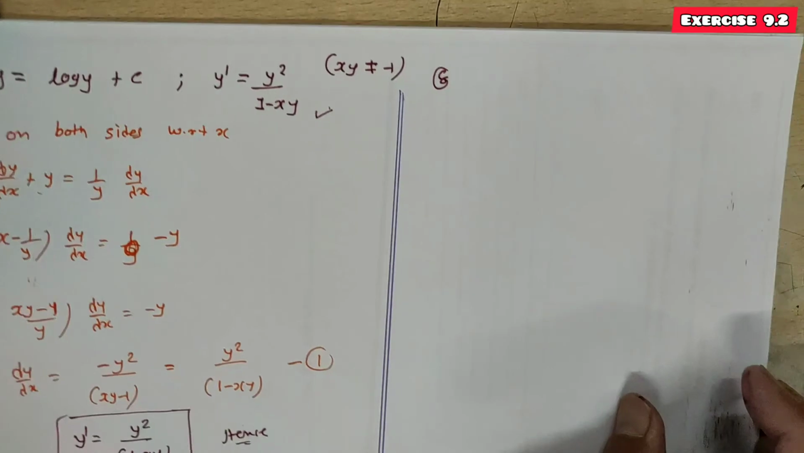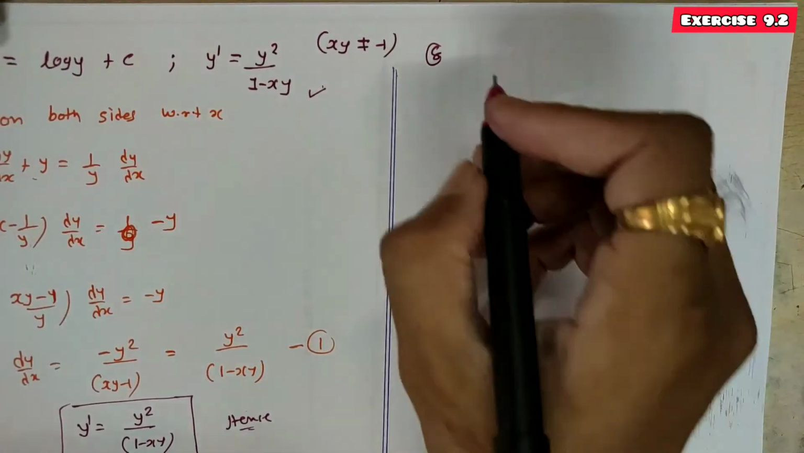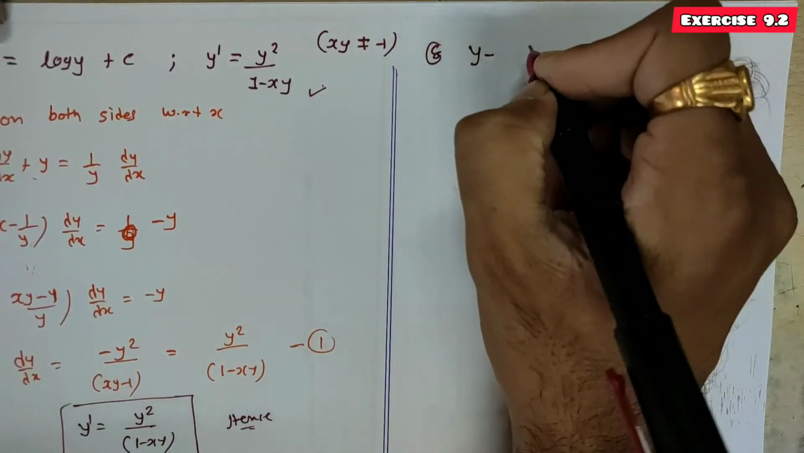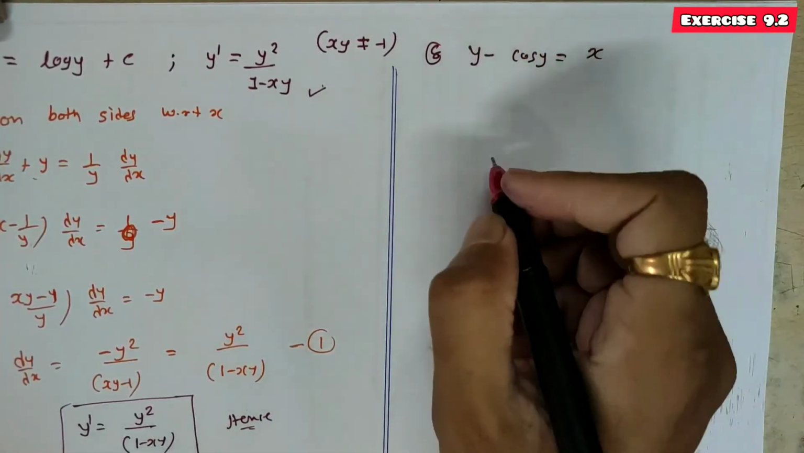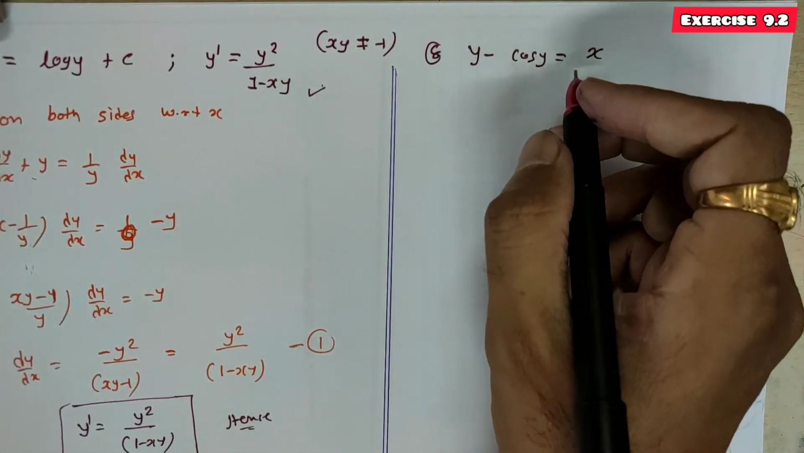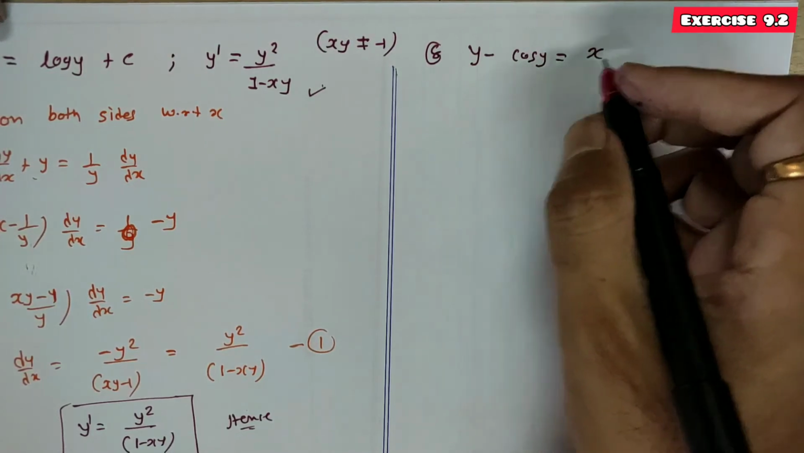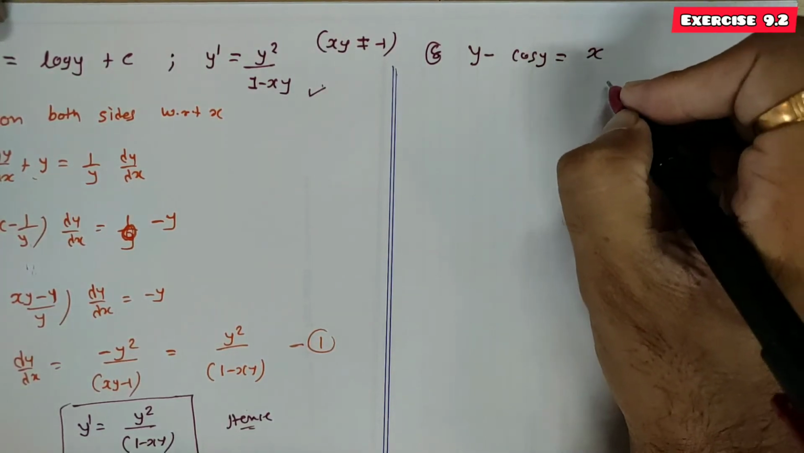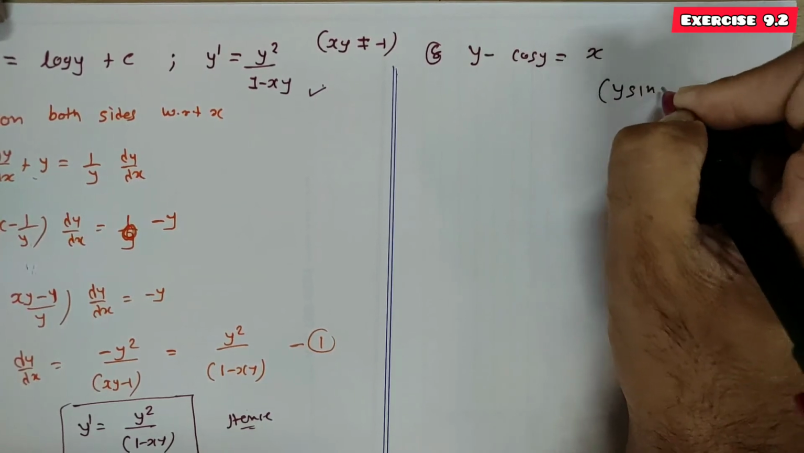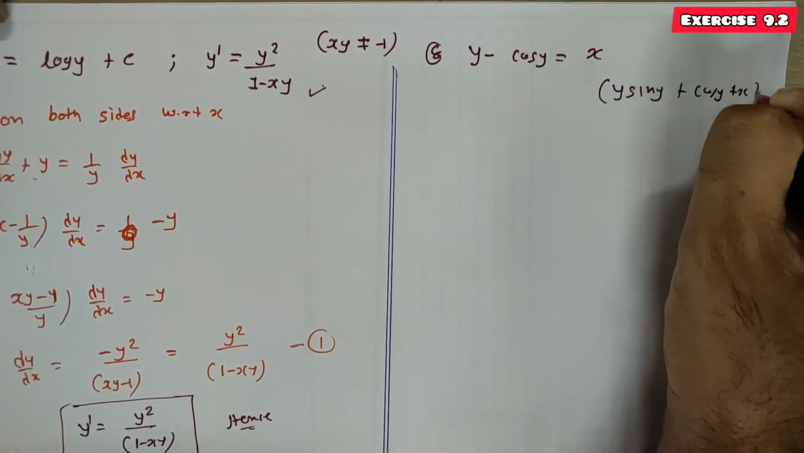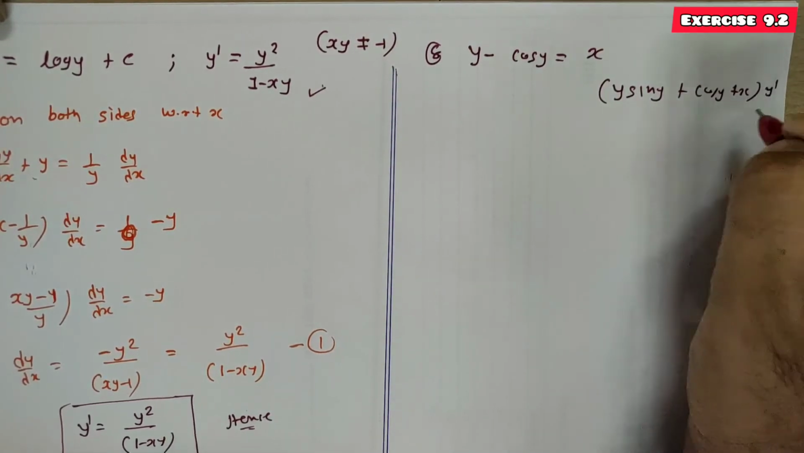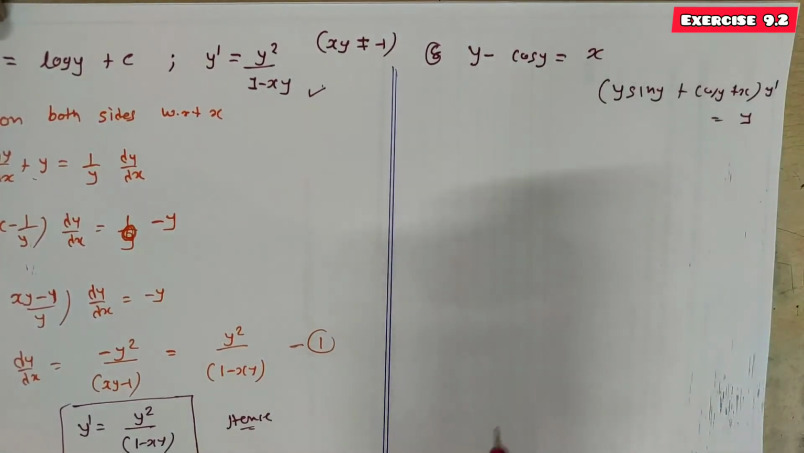Equation number 8, which is y minus cos y equal to x. Again, differentiation on both sides with respect to x. The equation is y sin y plus cos y plus x into y dash equal to y.